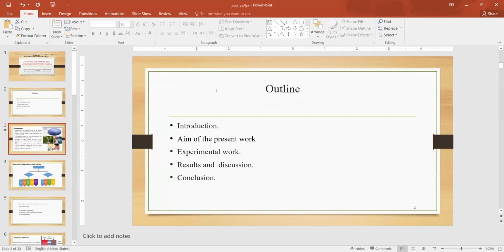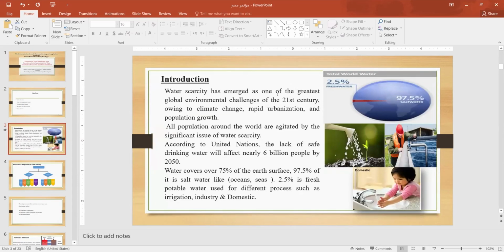Introduction. Water scarcity has emerged as one of the global environmental challenges of the 21st century, owing to climate change, rapid urbanization, and population growth. All populations around the world are agitated by the significant issue of water scarcity. According to the United Nations, the lack of safe drinking water will affect nearly 6 billion people by 2050. But water covers over 75% of the Earth's surface, and 97.5% of it is salt water, like oceans and seas. And 2.5% is fresh potable water used for different processes, such as irrigation, industry, and domestic.